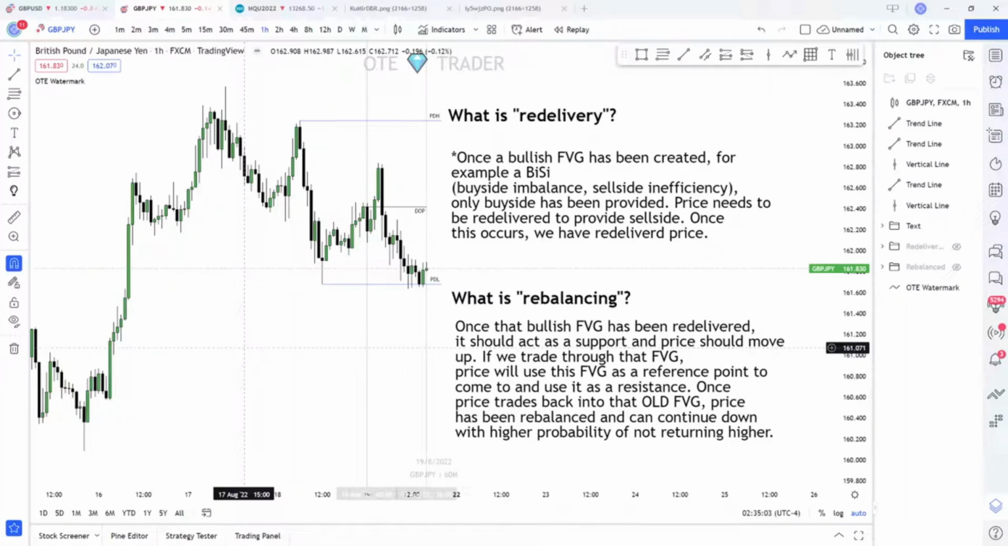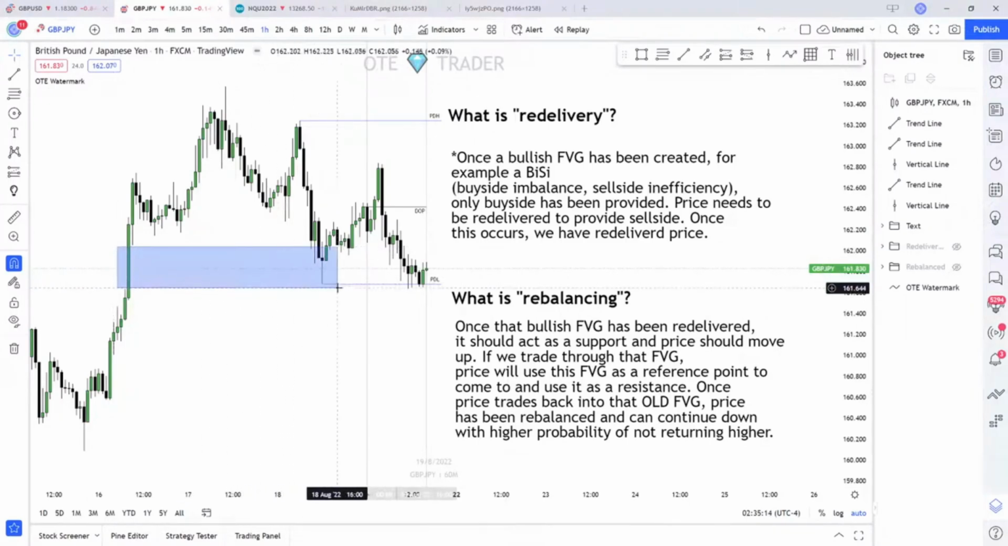Redelivery is something that happens once a fair value gap has been created and price comes back into that fair value gap. Let's take, for instance, this fair value gap here. It has been created, so only buy side has been provided over here. No selling occurred in this whole area. Obviously on the lower time frame you'll see more wicks up and down, but on this 1 hour time frame there is no sell side provided.